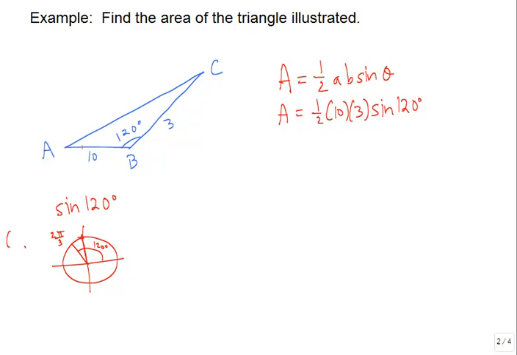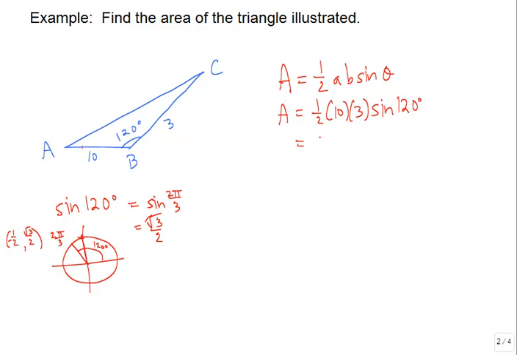And in terms of our terminal point and our ordered pairs, for any pi over 3 angle, the x value is 1/2 and the y value is root 3 over 2. And since we're in quadrant 2, the x value would be negative 1/2. So sine of 2 pi over 3, or sine of 120 degrees, therefore is the y coordinate, which would be this square root of 3 over 2.